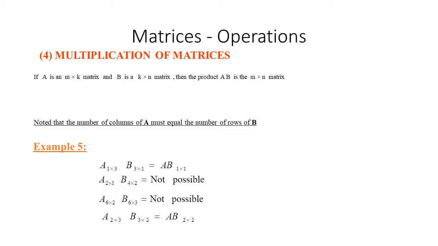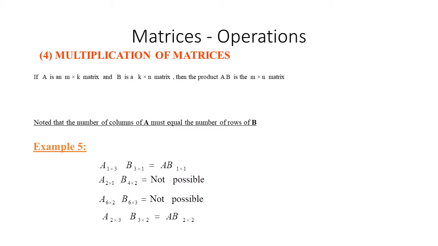Now let us go for the fourth problem. A is a matrix of order 2 cross 3. B is a matrix of 3 cross 2. Now let us see the number of columns of A and the number of rows of B. It is the same. And we can multiply; AB is the answer.